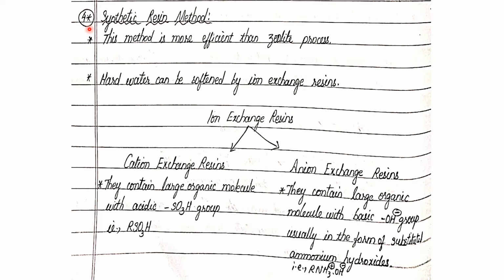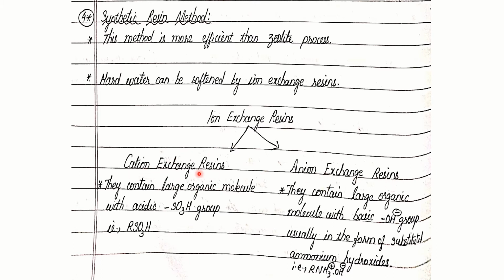The fourth method to remove permanent hardness of water is the synthetic resin method. This method is more efficient than the zeolite process. Hard water can be softened by ion exchange resins. Ion exchange resins are used to remove permanent hardness of water in the synthetic resin method. There are two types of ion exchange resins: cation exchange resins and anion exchange resins.